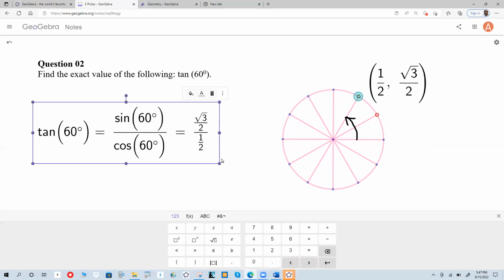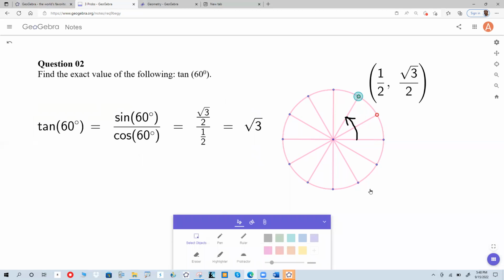And you can time me. I was talking. How long did it take me? It shouldn't take you. If you know what you're doing, it really shouldn't take you more than a minute or two to do this problem. Done. So that completes question number 2.